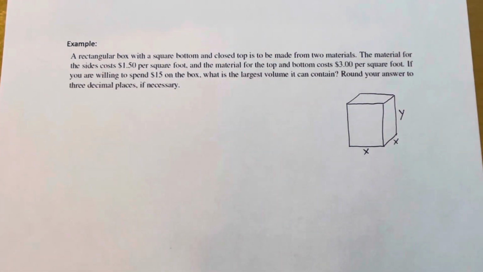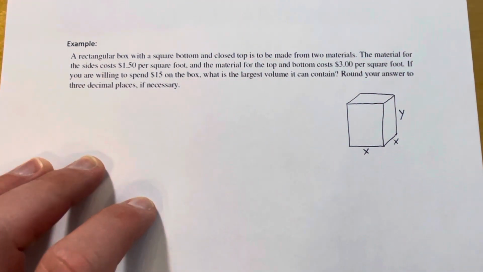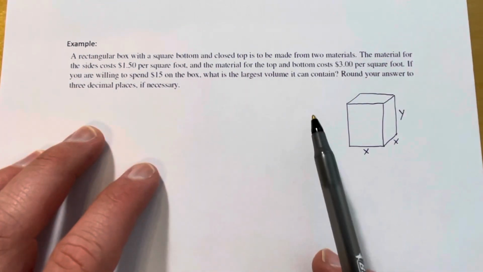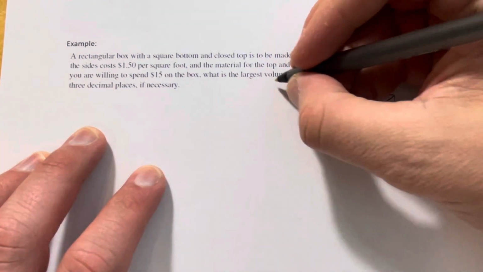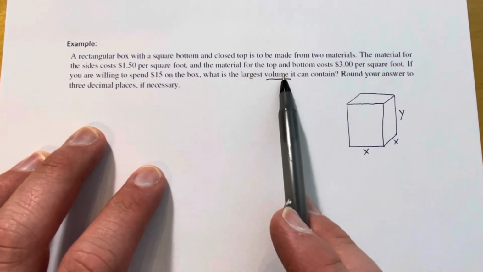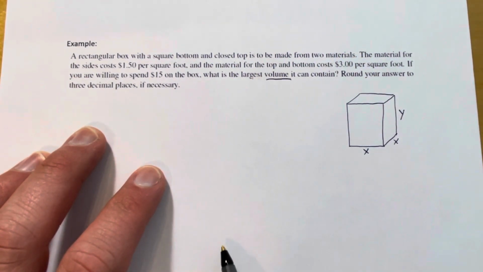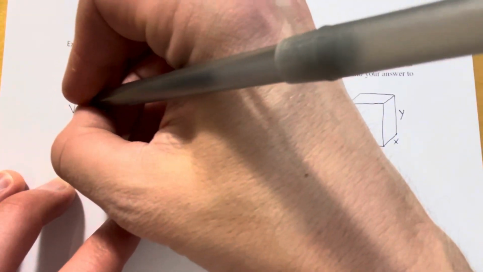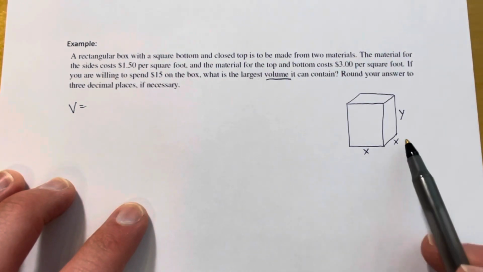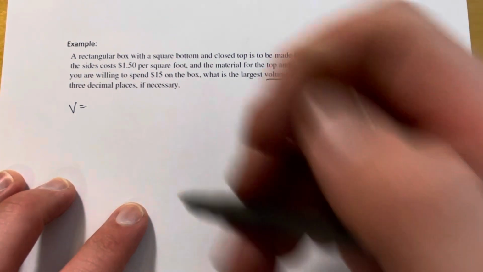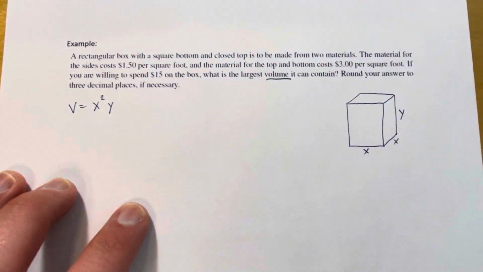So let's first look at what our objective function should be. It says if you're willing to spend $15 on the box, what is the largest volume it can contain? So I'm trying to maximize volume. Maximize because it says largest. How do you find the volume of a rectangular box? Well, volume is equal to length times width times height. So x times x times y, or x squared times y.